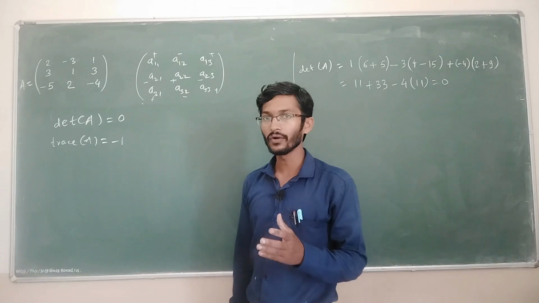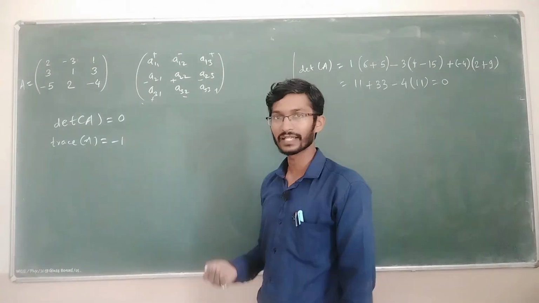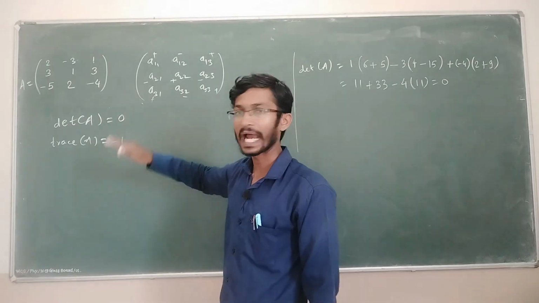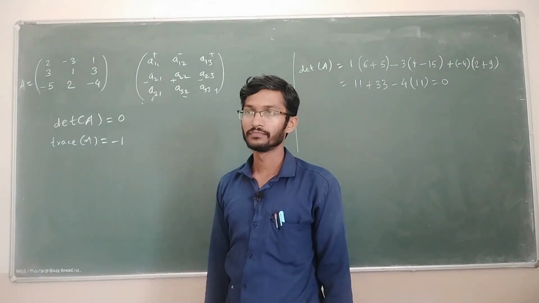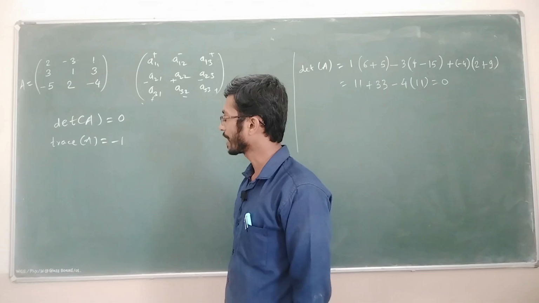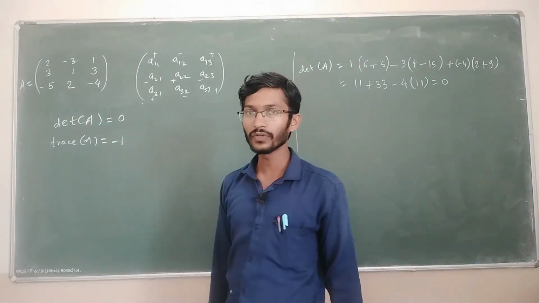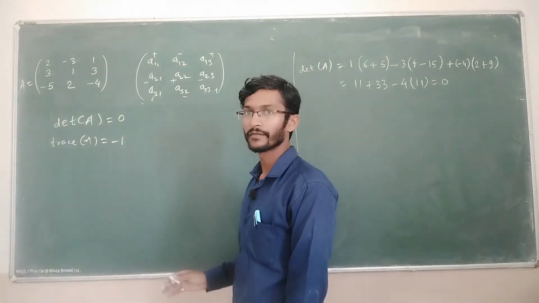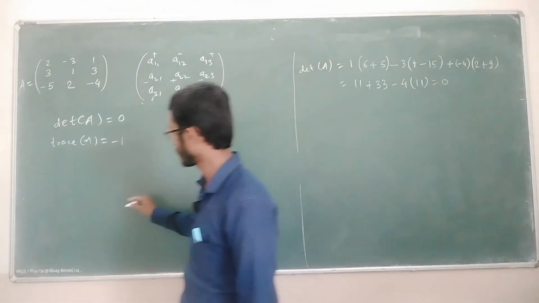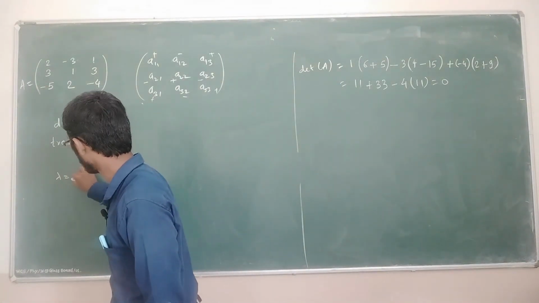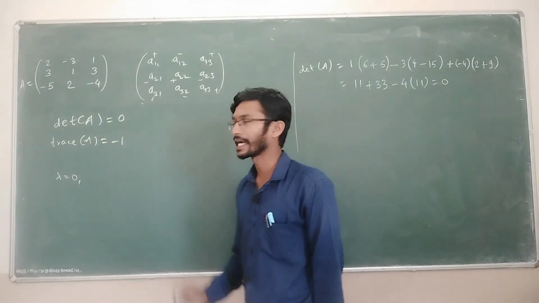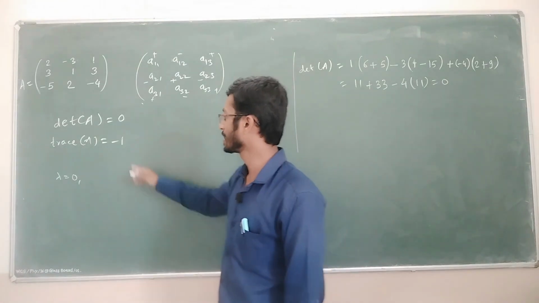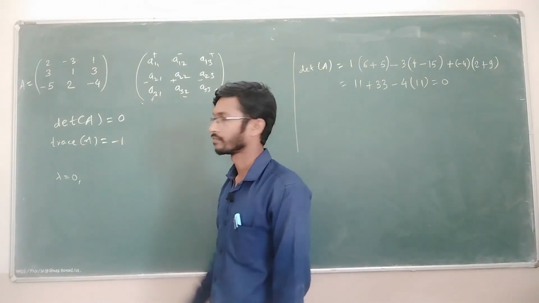So what we have to find out? We have to find 3 eigenvalues such that their product is equal to 0 and their addition is equal to minus 1. Because there are 3 eigenvalues and the product is 0, at least one of the eigenvalues must be equal to 0. So let's try with lambda equal to 0. So 0 is one of the eigenvalues. Now the remaining 2 must have the addition equal to minus 1.